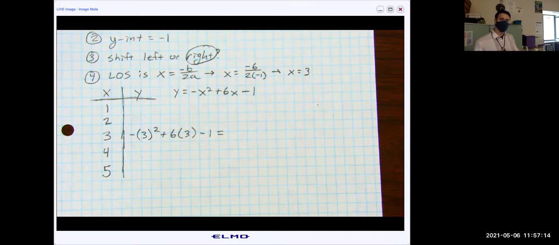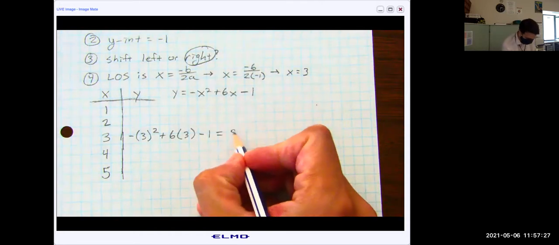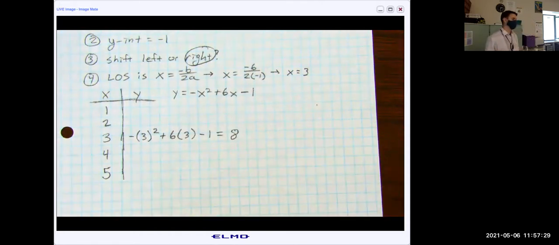So now I just do some math. 3 squared is 9, but it's actually negative 9 because of the negative. So I get negative 9 plus 18. Negative 9 plus 18 is 9. 9 minus 1 is 8. So when we plug in a 3, we get out an 8.